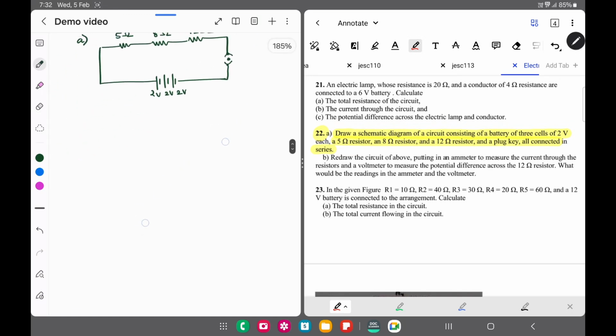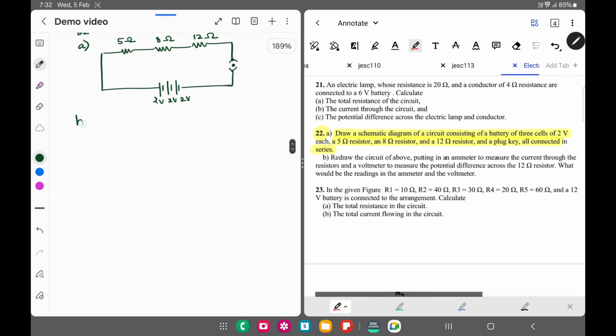Okay, and then question B. What's question B? Redraw the circuit diagram, putting in an ammeter to measure the current through the resistors and a voltmeter to measure the potential difference across the 12 ohm resistor. Then you have to find the readings in the ammeter and the voltmeter. So you have to connect an ammeter, and you have to connect a voltmeter.